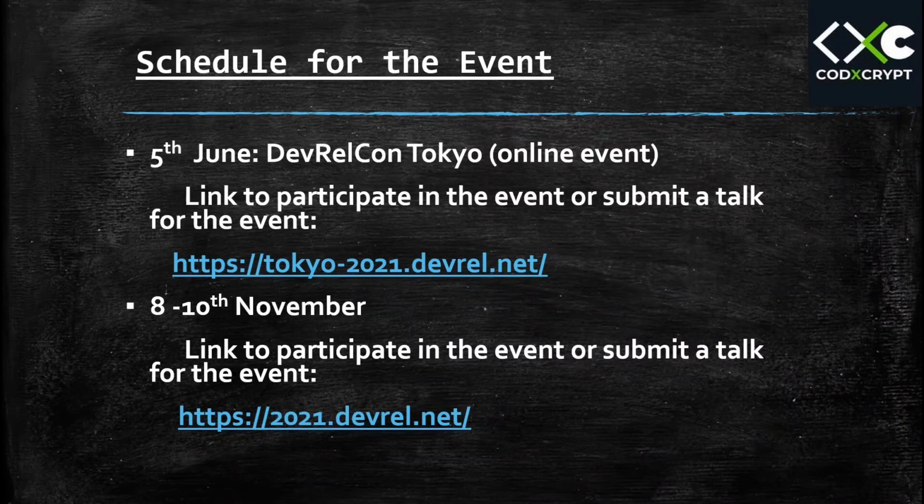Now, the most important part is the schedule of the event. 5th June is the DevRelCon Tokyo, which is an online event, and the link to participate is right there on your screens. The second cohort is on 8th to 10th of November, which again, the participation link is right there on your screen, and please do get yourself registered.